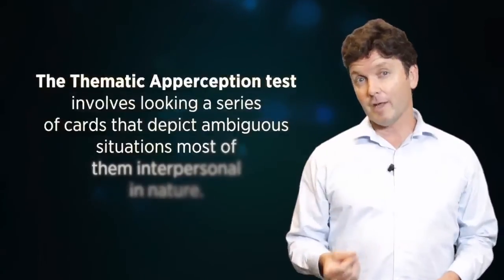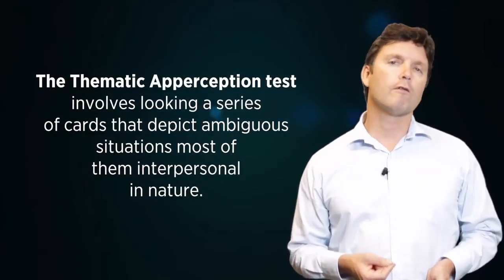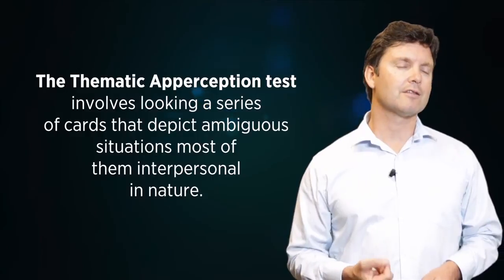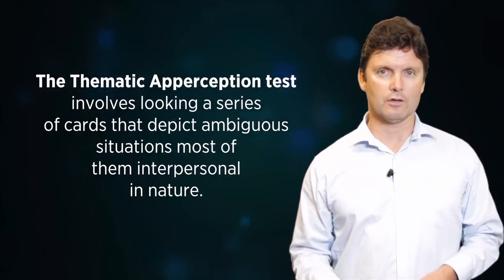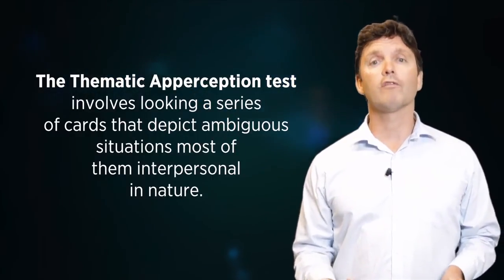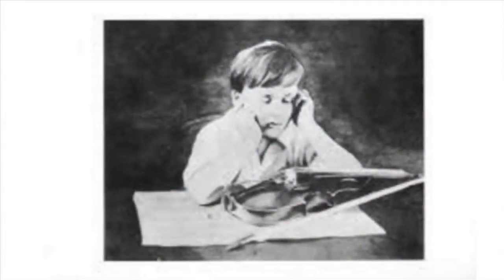The Thematic Apperception Test, or the TAT, involves looking at a series of cards that depict ambiguous situations, most of them of an interpersonal nature. The examiner presents a card. So, for example, in this example, a boy is sitting at a table looking at a violin placed on the table in front of him. The participant then tells a tale or a story based on each card.